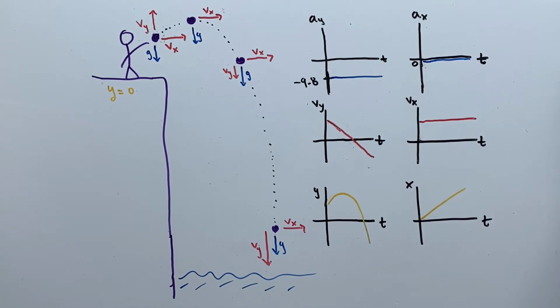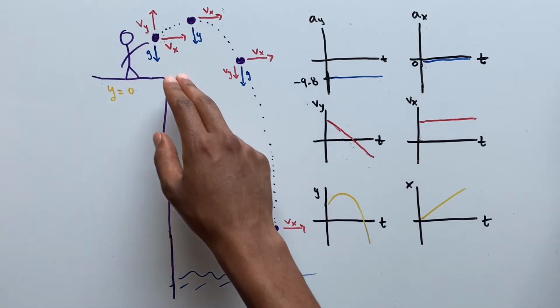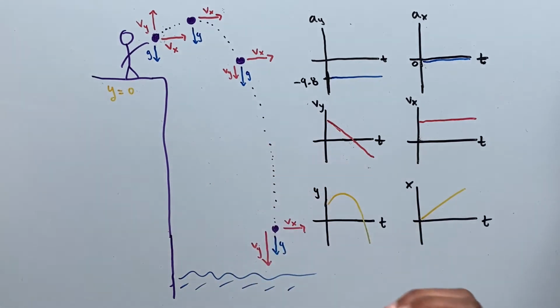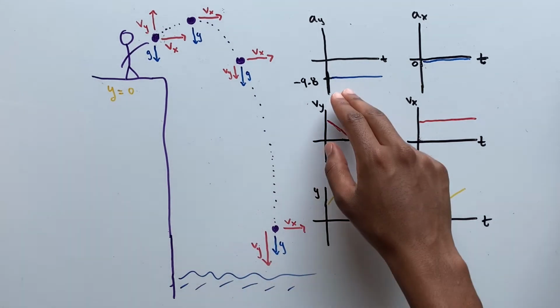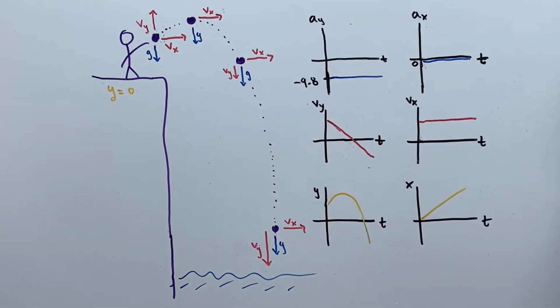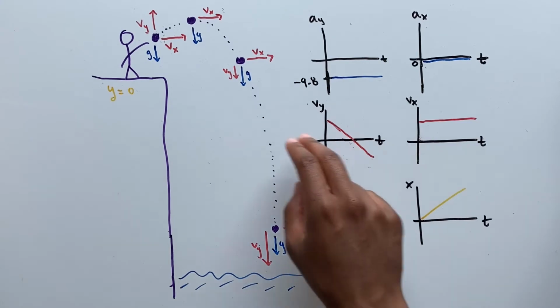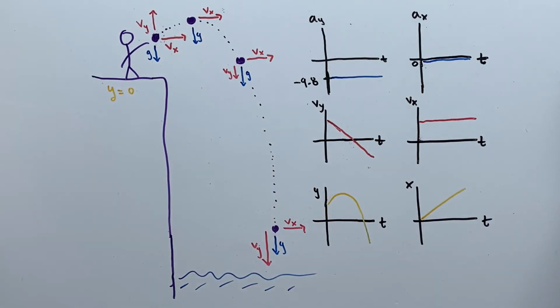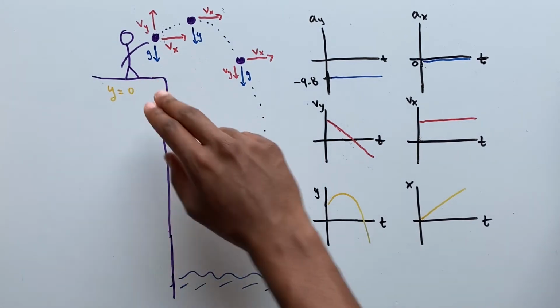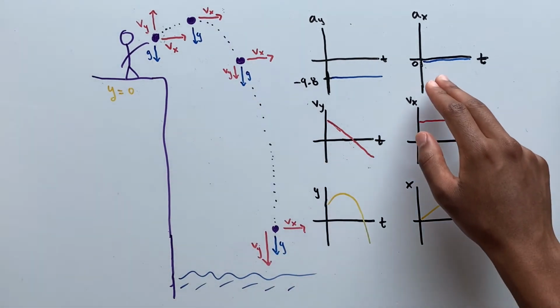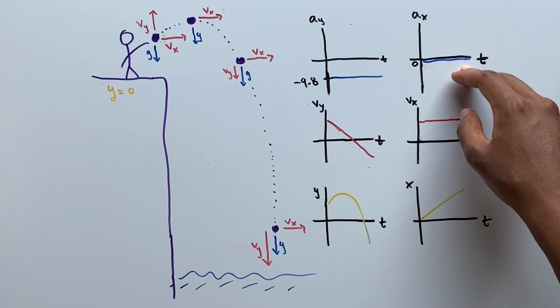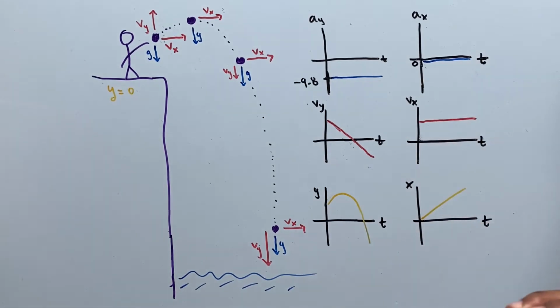Now let's discuss our velocities. In the vertical direction, our velocity starts out positive since we're throwing the rock up, but will start to decrease at a constant rate because of the acceleration due to gravity. And you can see that when our velocity equals 0, we're at our maximum height. In the horizontal direction, our velocity starts out positive since we're throwing the rock to the right and will remain at this constant speed because our acceleration in the horizontal direction is 0. So that means our horizontal velocity will remain constant.